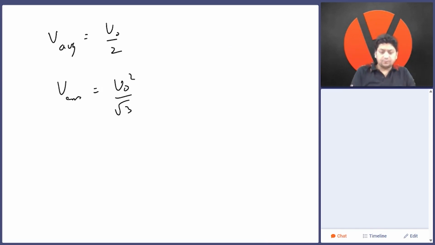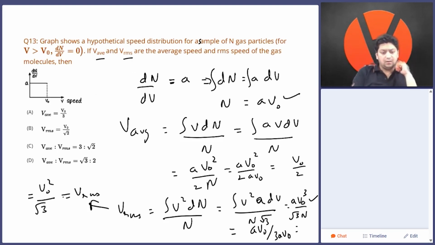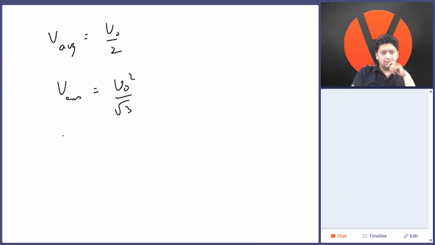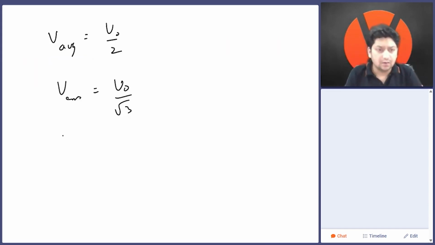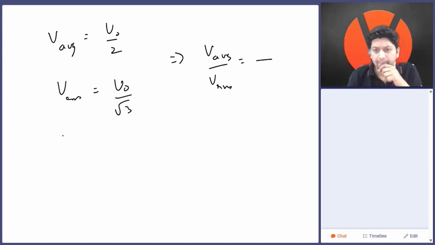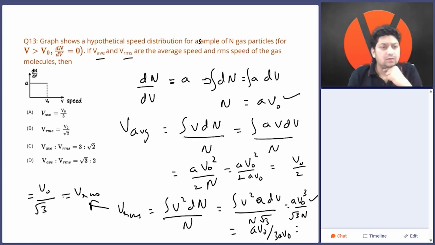So the ratio, I have done the under root. Over here also the under root will be taken. So now the ratio V average by V RMS will be what? Root 3 by 2. Root 3 by 2. So D option will be the correct answer.